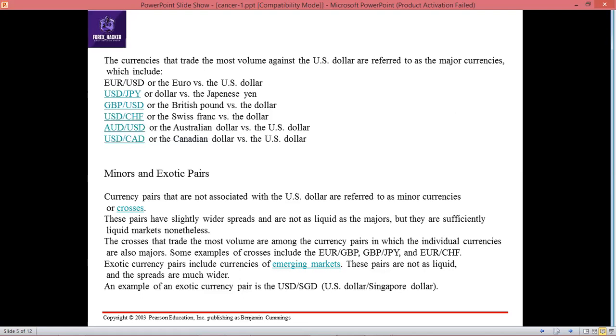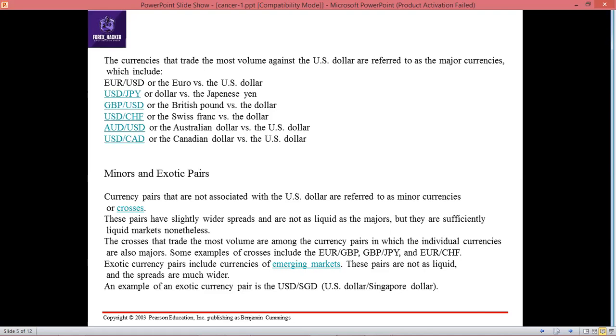The major currencies include EUR USD, or Euro versus US dollar. USD JPY. So here now, USD is the base currency, and JPY is the quote currency, or dollar versus Japanese yen. GBP USD, or British pounds versus the dollar. USD CHF, the dollar versus the Swiss franc. AUD USD, Australian dollar versus the US dollar. USD CAD, US dollar versus the Canadian dollar.